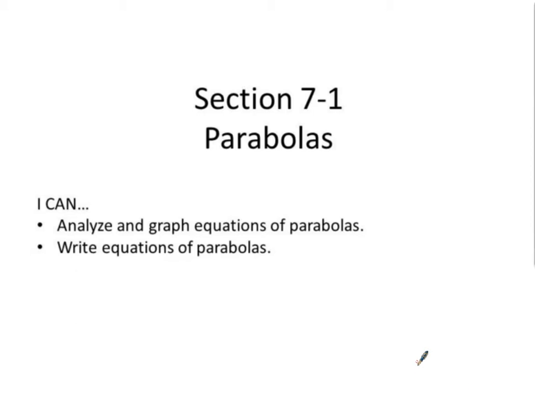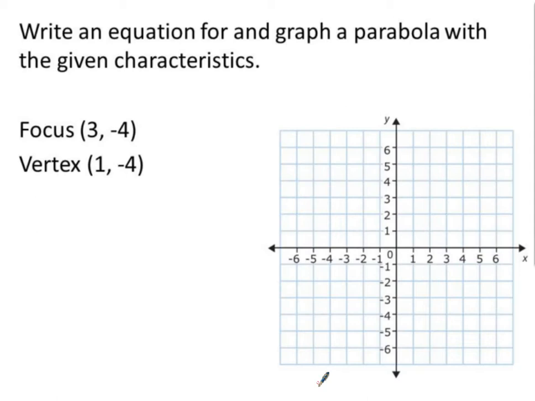This is section 7.1, part B, parabolas. Now for this half of the section, they're going to give us information, and then we're going to write an equation about the graph or about the parabola itself, and then we will actually graph the equation that we write.